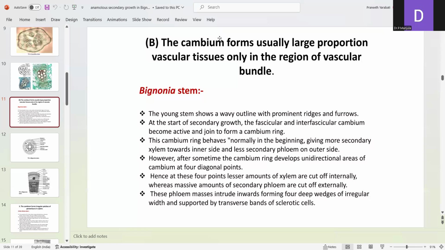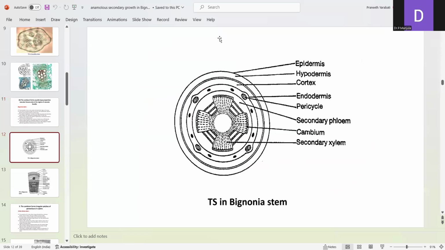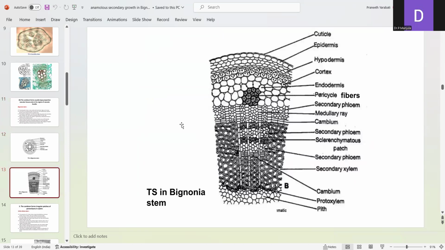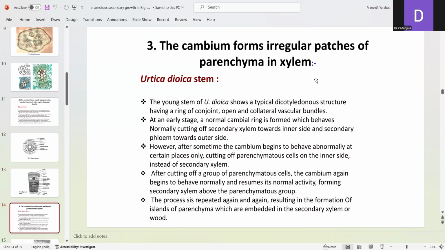Transverse bands of sclerotic cells. So this is the Bignonia. So the next one is where the cambium forms irregular patches of parenchyma in the xylem. An example is Urtica dioica.